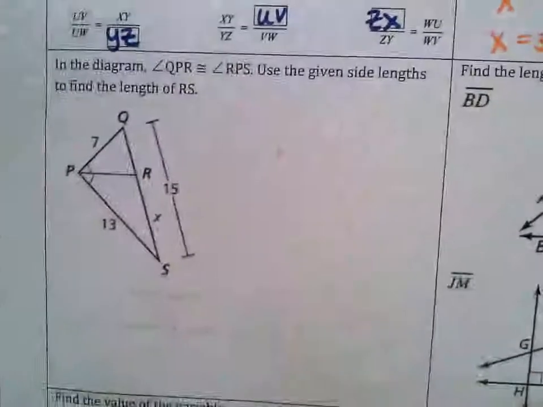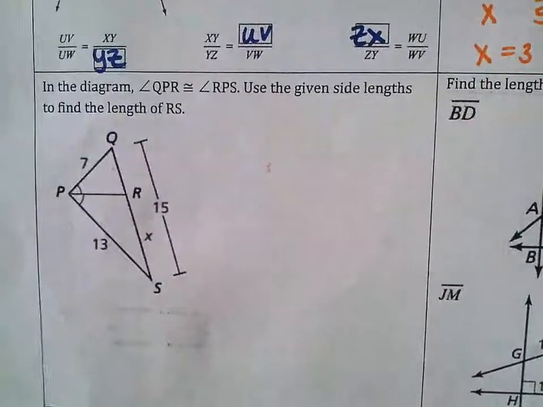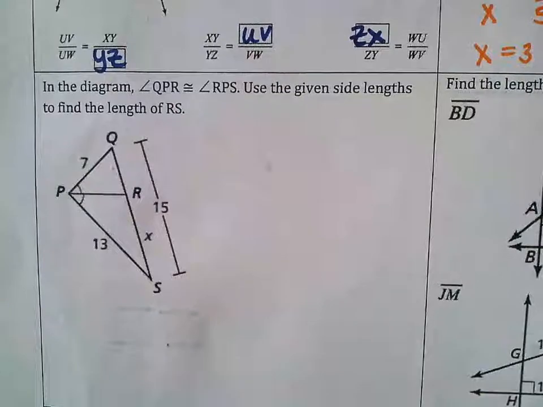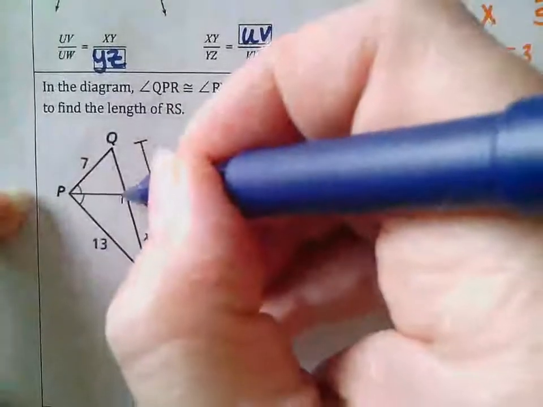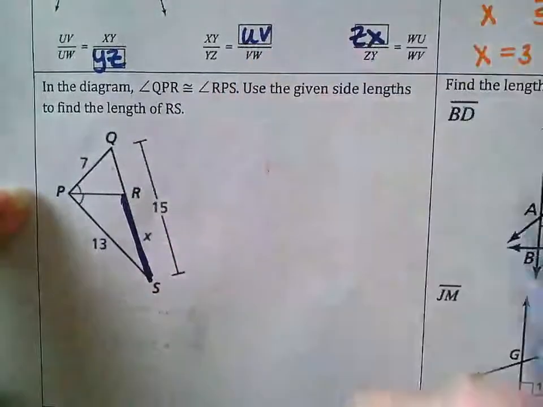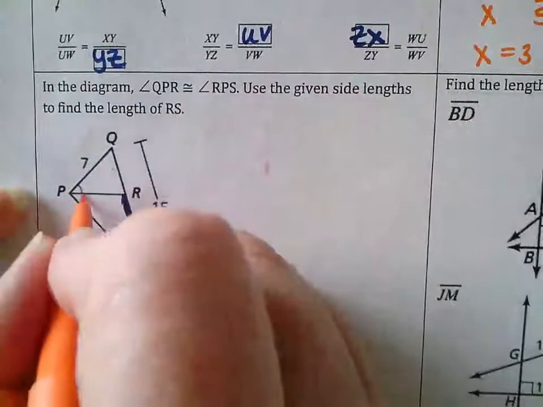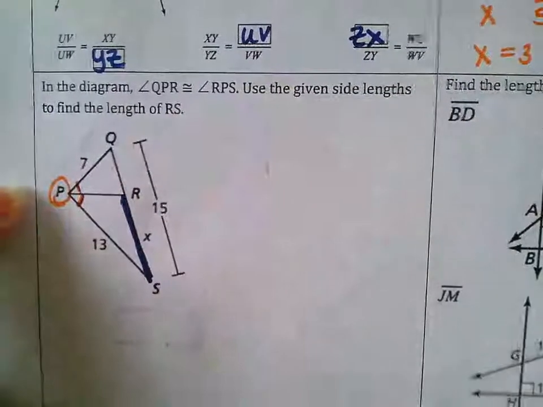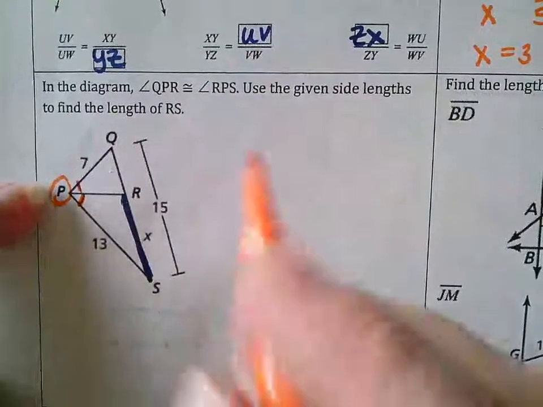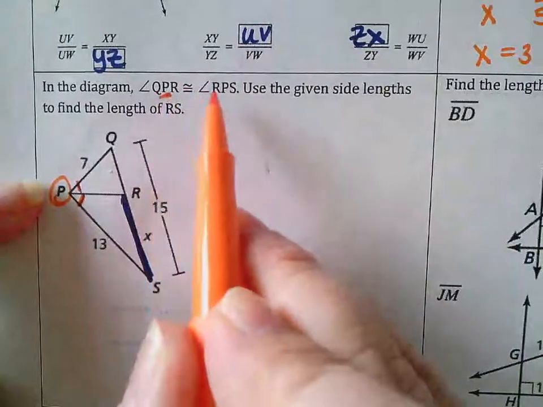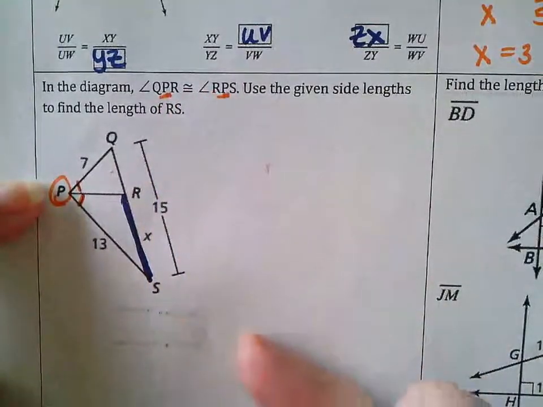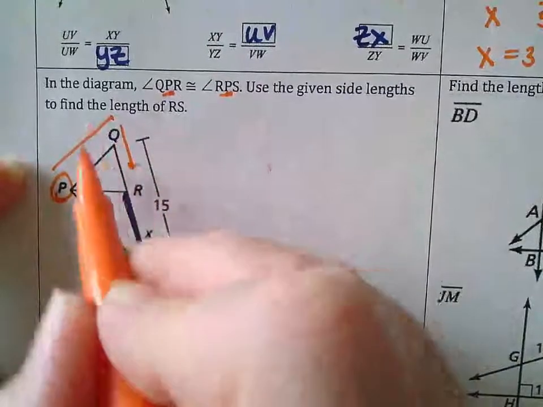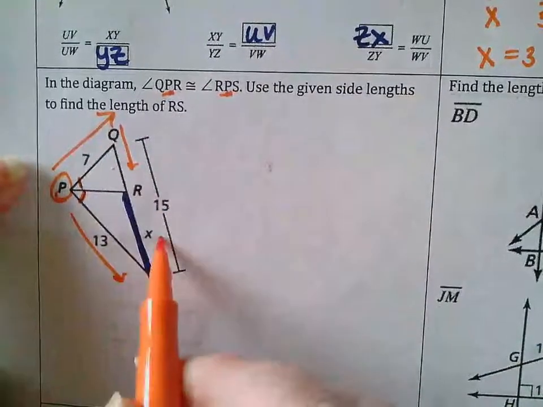They're pretty quick ones. In this diagram, use the side lengths to find the length of RS. So this is what I'm looking for right here, the length of RS. I'm going to go from where my bisector is, or my common point between the two triangles. You see how they both have a P in common? That's where I'm getting that from. I'm going to go in and out, in and out.